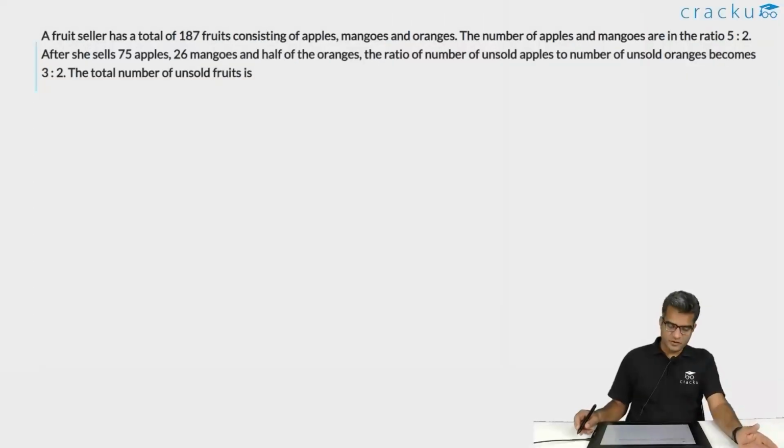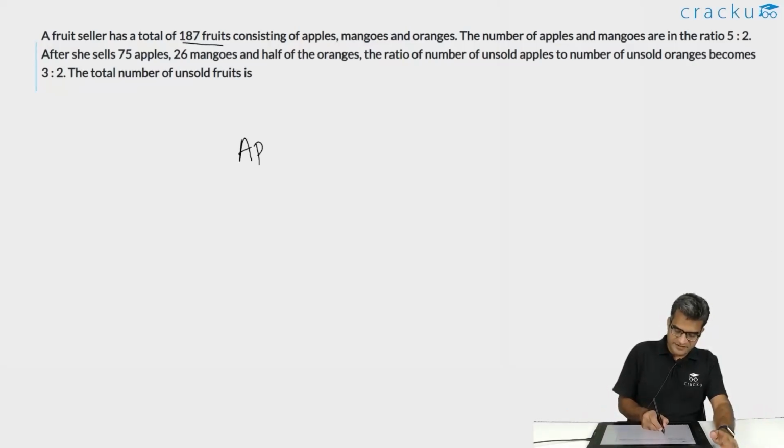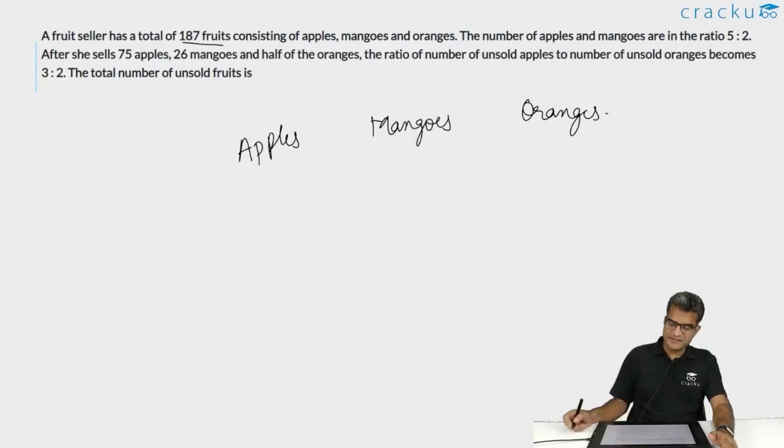In this question, we are told that there is a fruit seller who has 187 fruits. They consist of apples, mangoes, and oranges. So he has some apples, he has some mangoes, and he has some oranges. The ratio of the number of apples to mangoes is 5:2. So let us assume that he has 5x apples and 2x mangoes. And let us assume that the number of oranges is O.